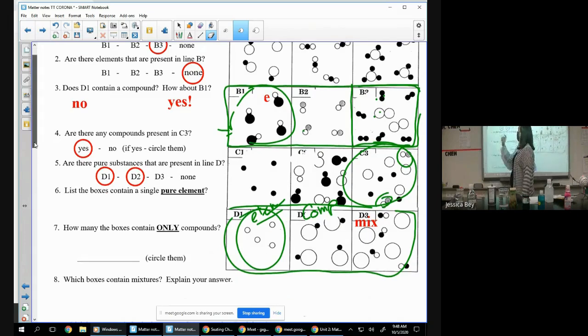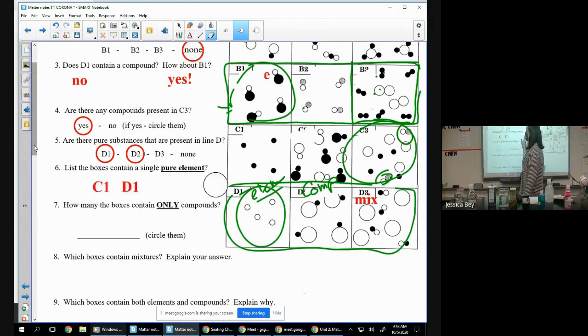List any boxes that only have pure elements. So the only ones that just have pure elements, and some people read that question a little differently first period and wrote any of them that had elements in that. And so I would take that as well. But the only ones that are pure elements are C1 and D1.